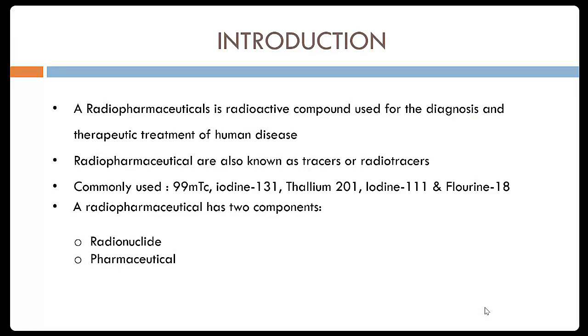A radiopharmaceutical is a radioactive material which we use for diagnostic or therapeutic purposes. We also call radiopharmaceuticals tracers or radiotracers. As in the name, radiopharmaceutical stands for radionuclide and pharmaceutical. So it's a combination of a radioactive nuclide and a medicine. Mostly we can use 99m technetium, iodine 131, thallium 201, indium 111, fluorine 18, and others as radiopharmaceuticals.